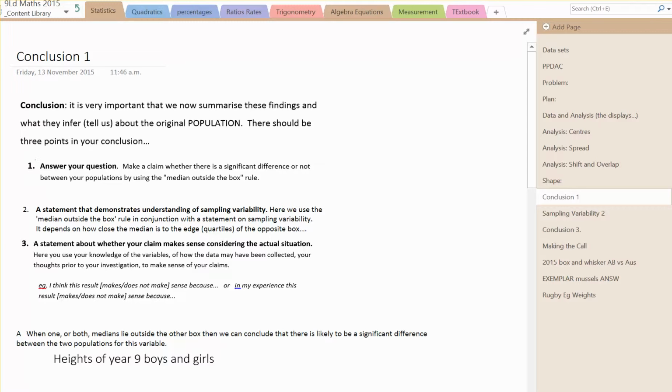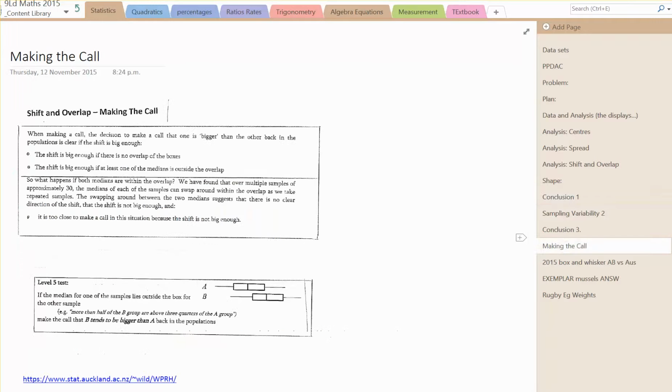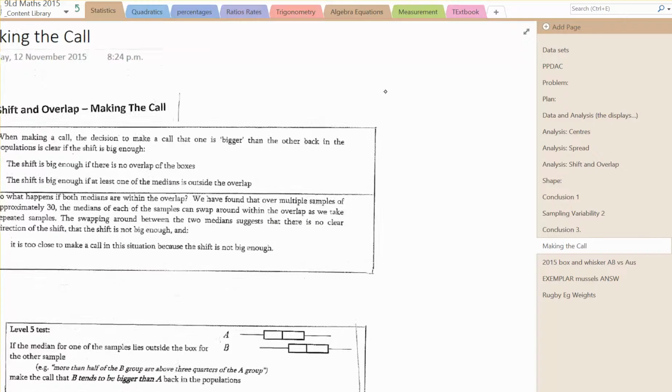Notice it talks about there being three different things we comment on in the conclusion. So at the moment we're just concentrating on the first one, answering your question, making a claim whether there is a significant difference or not between your populations. And to do that we use something called the median outside the box rule. And to better understand that, if we go into the page called Making the Call, this here explains what happens.